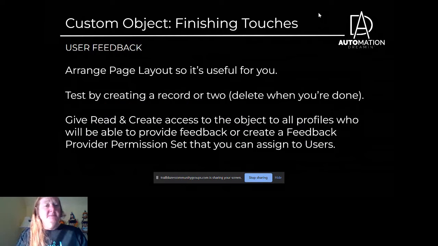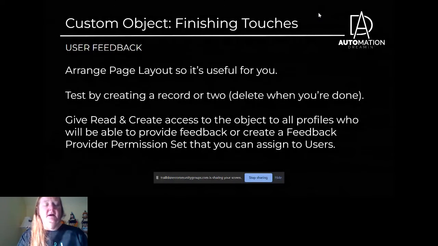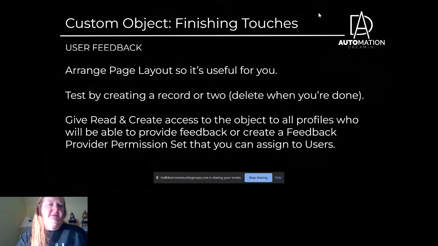After I've created the object and added the fields, I'm going to arrange that page layout to be useful. So I will probably make sure that that long text field is in a single column section. And that just, I'm seeing everything. I'm going to make sure I can see the created by, so I know which user submitted that record. I'm going to test this a little bit. I'm going to create a record or 2, and then I'm going to delete them when I'm done.